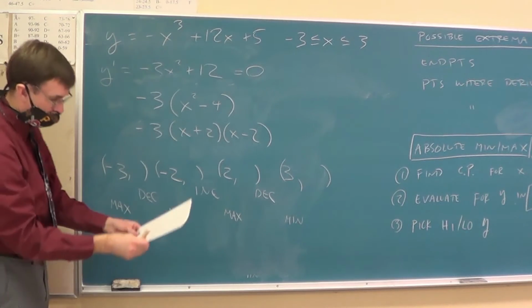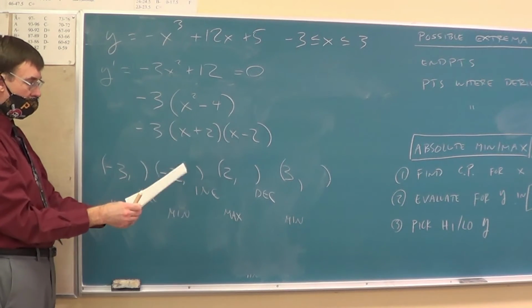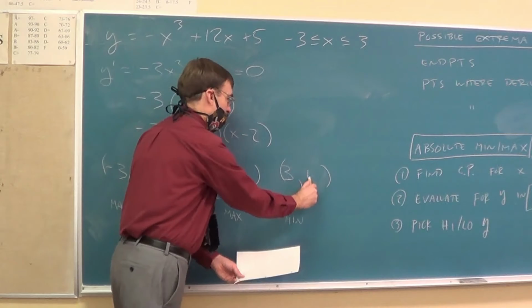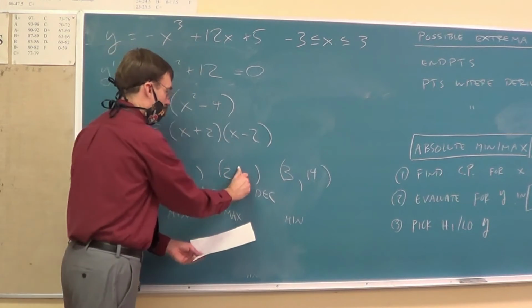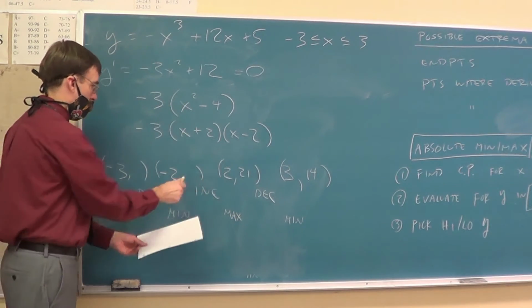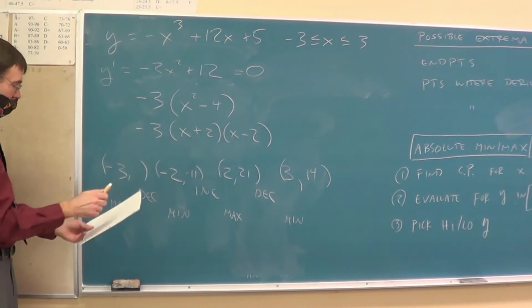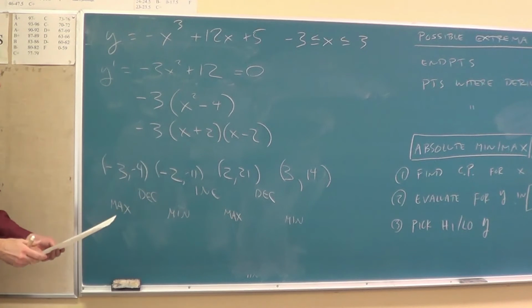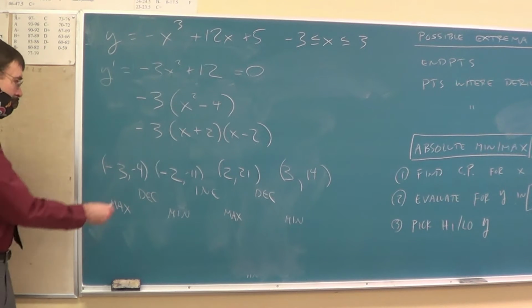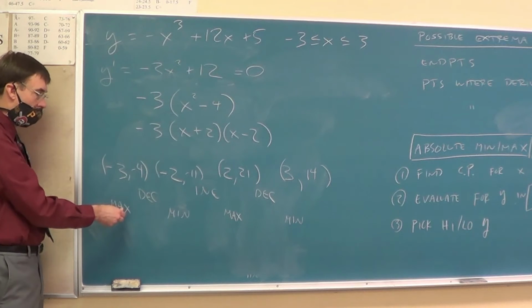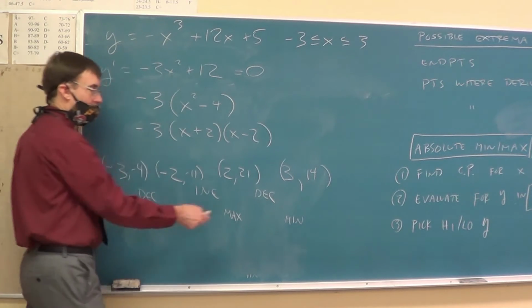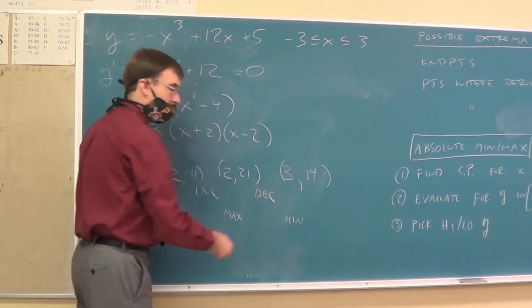They're on my paper, so instead of working to do it, I'll just tell you what they are. The 3 would get you a 14, the 2 would get you a 21, the -2 is an 11, this is a -4. The numbers themselves aren't very meaningful. Don't try to make sense out of the numbers. -4 is small, but it was a max. Positive 14 is bigger than that, but it was a min.